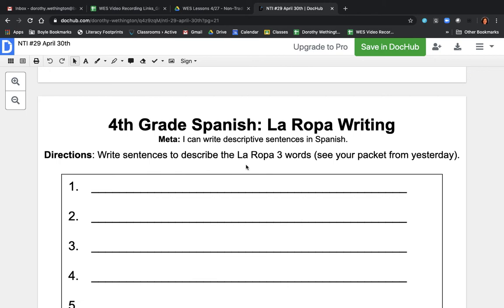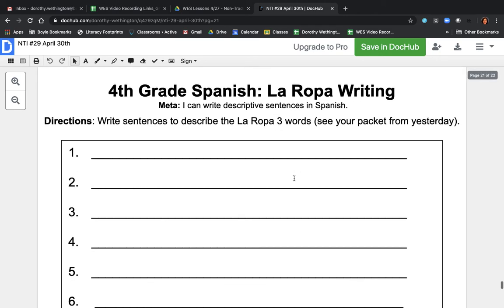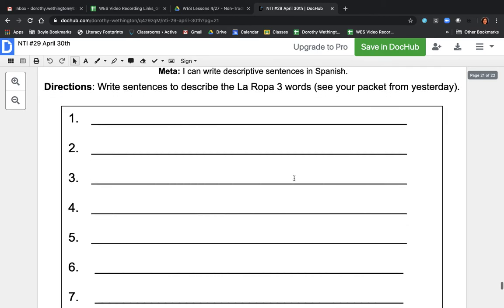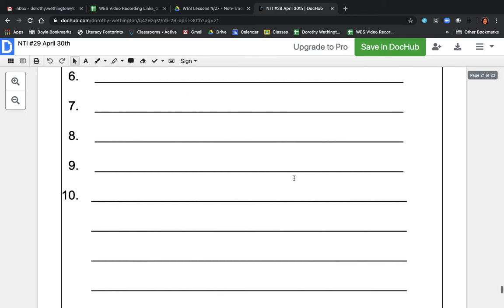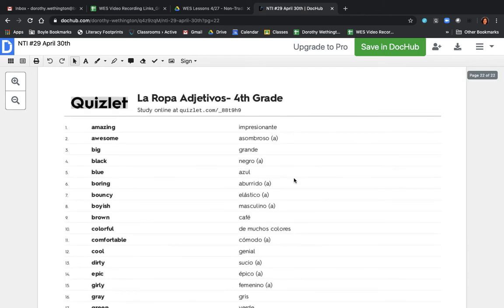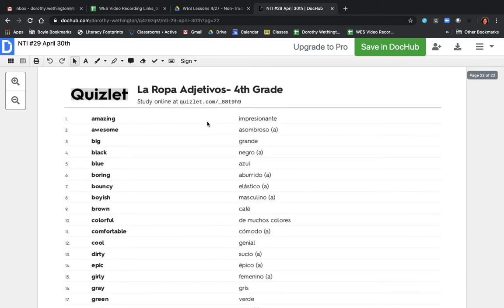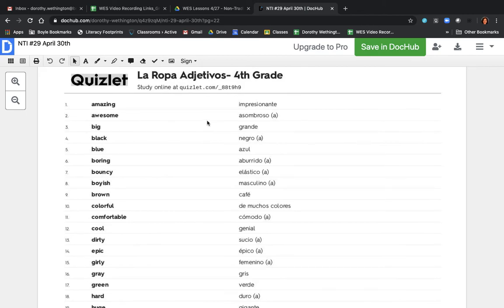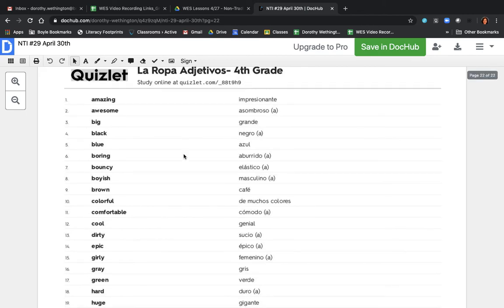Write sentences to describe the La Ropa 3 words. See your packet from yesterday. Quizlet. Study online at Quizlet.com, and here's the code.